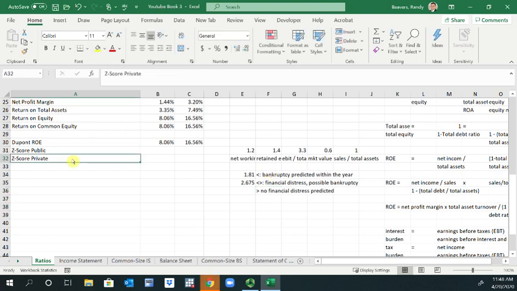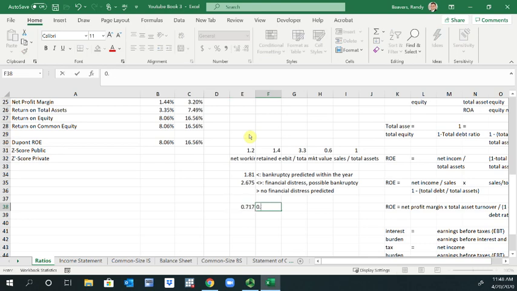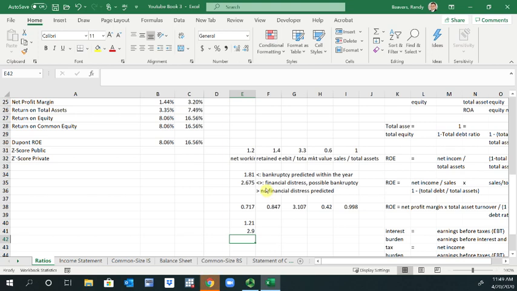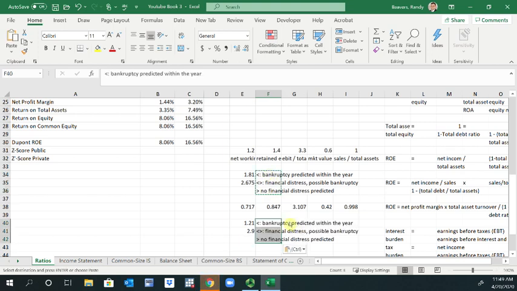We then have, I'll come back over here, this is for a Z prime. So Z prime, the score for the private company, is essentially the same model with a little bit different numbers. In this case, we'll have 0.717 for X1, 0.847 for X2, 3.107 for X3, 0.420 for X4, and 0.998 for X5. And then the numbers here with the same meanings are now instead 1.21 and 2.9. So a little bit further spread out in terms of the meanings there for these numbers.